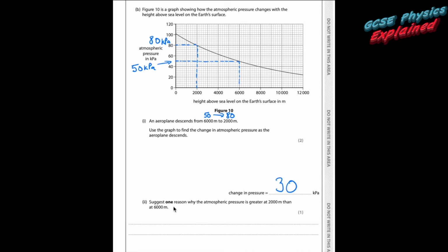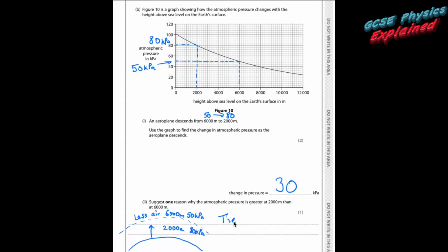Part 2. Suggest one reason why the atmospheric pressure is greater at 2,000 metres than at 6,000 metres. Right, if this is the Earth, as you get higher in the atmosphere, there's less and less air as you go higher. So when you're up there at 6,000 metres, that's why it's only 50 kilopascals, perhaps. And when you're lower, at 2,000 metres, there's a lot more air. So that's why the pressure is bigger, 80 kilopascals. Remember, pressure is caused by the particles hitting the object.